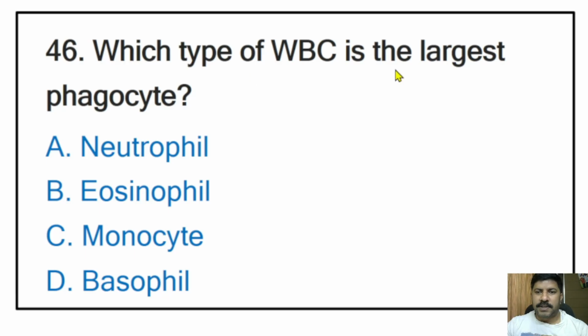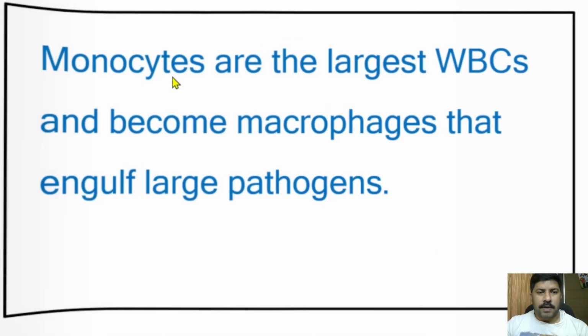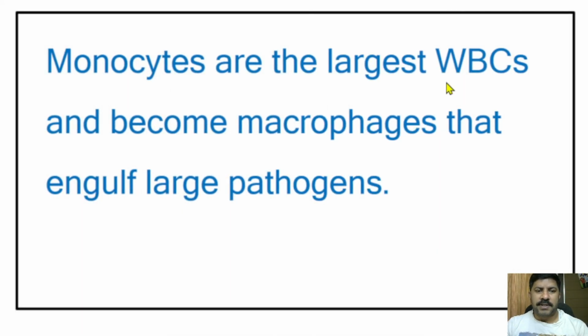Which type of WBC is the largest phagocyte? Neutrophil, eosinophil, monocyte, basophil. Correct answer here is option C, that is monocyte. Monocytes are the largest WBCs and become macrophages that engulf large pathogens.